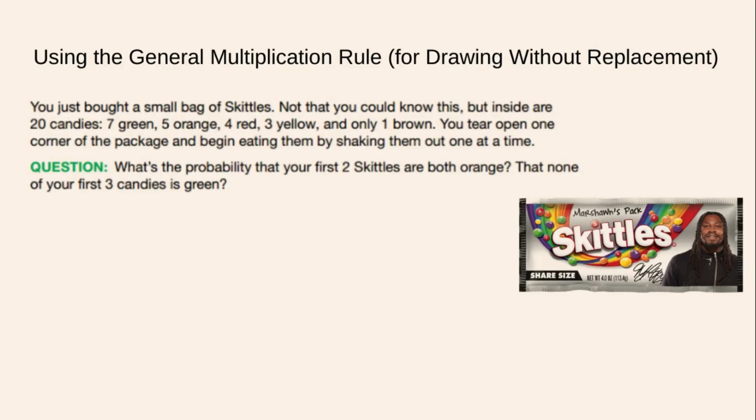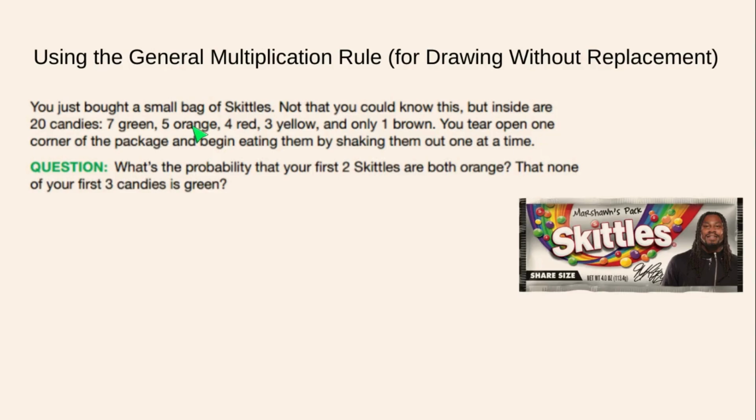We're going to solve another problem using the general multiplication rule. And we are going to look at a circumstance in which we draw without replacement. And normally when we draw things without replacement, we're talking about cards, but here we're talking about Marshawn Lynch's favorite candy, Skittles. So you just bought a small bag of Skittles, whether at a Seahawks game or otherwise. Not that you could know this, but inside are 20 candies. How do they know? I don't know. 7 green, 5 orange, 4 red, 3 yellow, and only 1 brown.